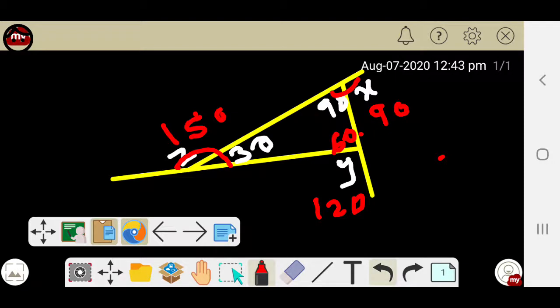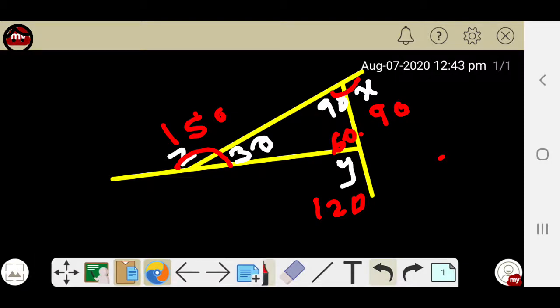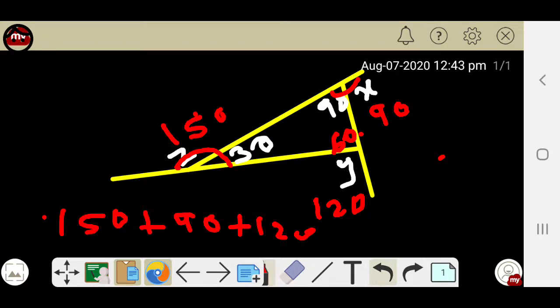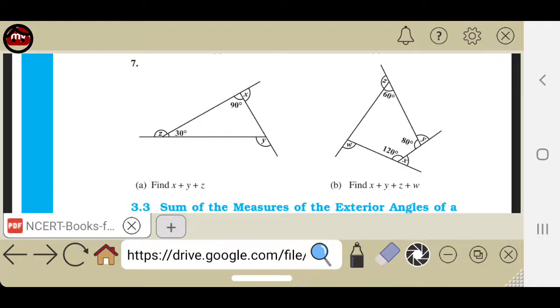Then what do we have to do? We have to add these three. 150 plus 90 plus 120. 150 plus 90, 240. 240 plus 120, 360. Yes, dear children, anyway we have to get 360 because the total sum of exterior angles of any polygon equal to 360. Then what is the next question?